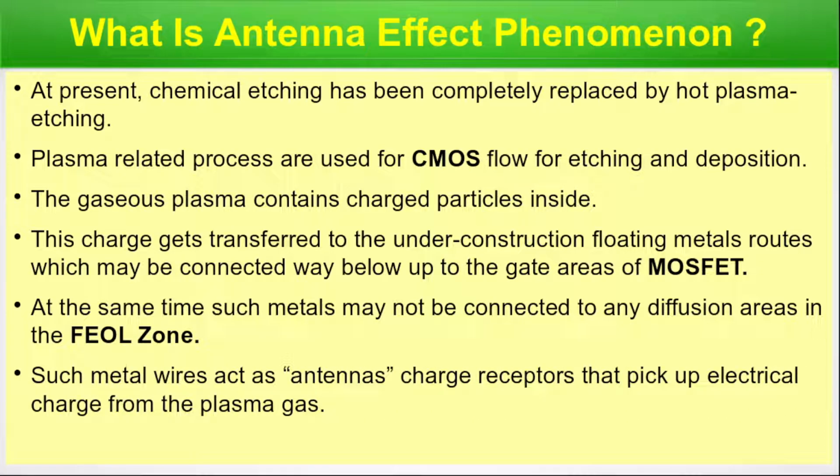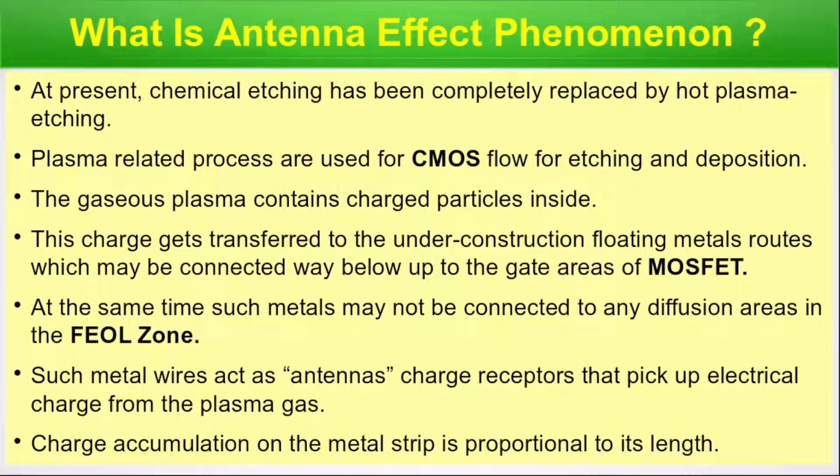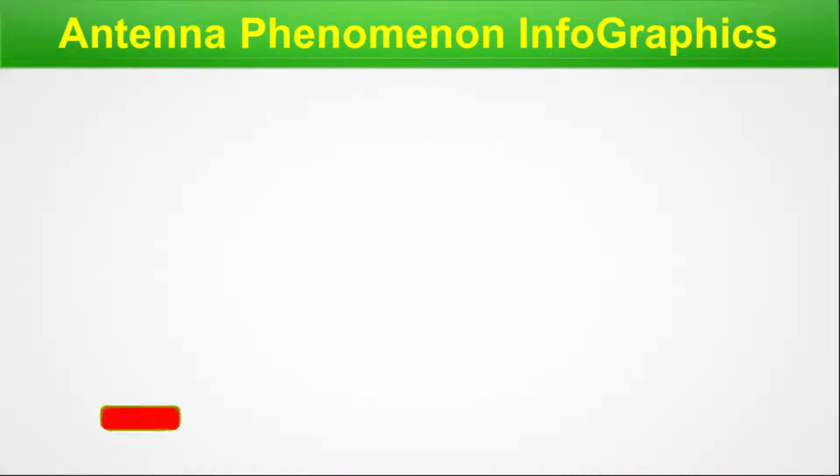Such metal wires act as antennas, that is, charge receptors that pick up electrical charge from the plasma gas. So in this line, you understand the meaning of the word antenna, because here the metal route is acting as an antenna to pick up charge from the plasma environment. Charge accumulation on the metal strip is proportional to its length. That means the larger the metal area or the length is bigger, the more the charge gets accumulated onto it. So here we are done with a short and sweet description of the antenna effect phenomenon. Let us move on to the next slide.